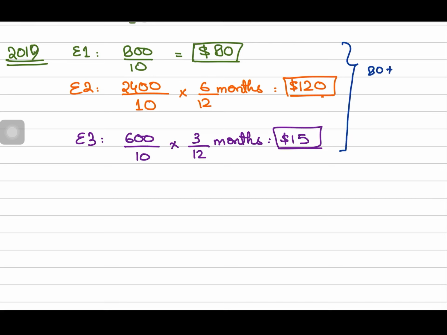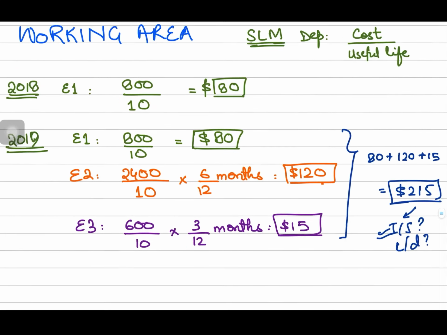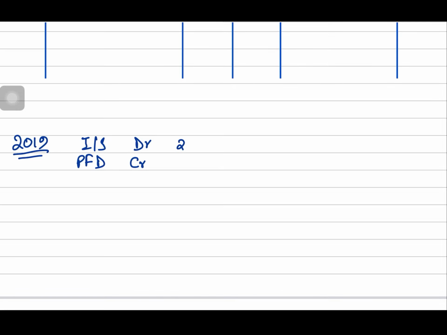So what is the total depreciation charge in the current year on these 3 assets in the year 2019? That is 80 plus 120 plus 15, and that is $215. Where should I write this value? As my income statement figure or as my balance sheet figure? This is my income statement figure. With this amount you will make the double entry. What will be the double entry for 2019? 2019 income statement debit, and provision for depreciation being a contra asset account credit with 215.